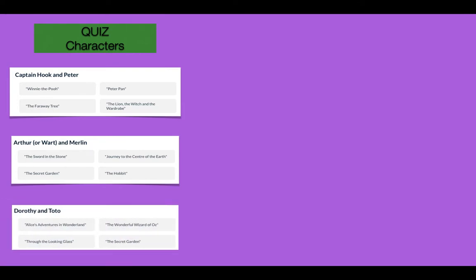Dorothy and Toto are characters from which book? Number 1, Alice's Adventures in Wonderland, number 2, The Wonderful Wizard of Oz, number 3, Through the Looking Glass, or number 4, The Secret Garden. Don't forget, use the pause button if you need to.